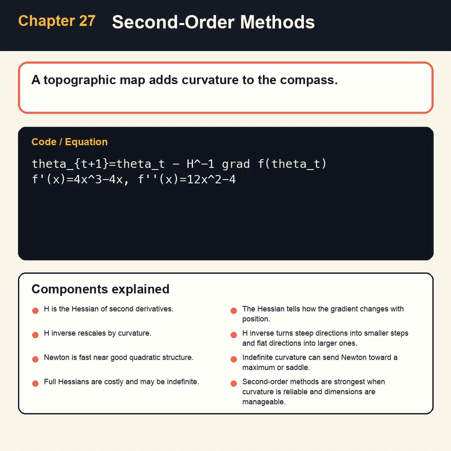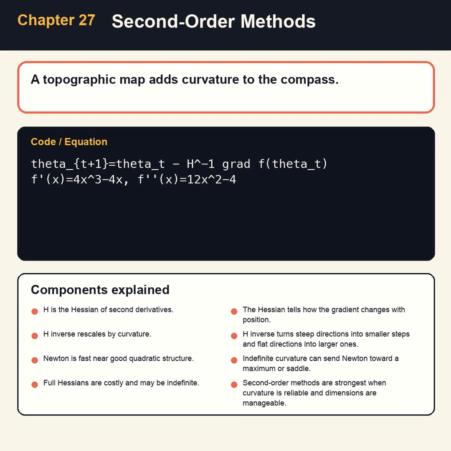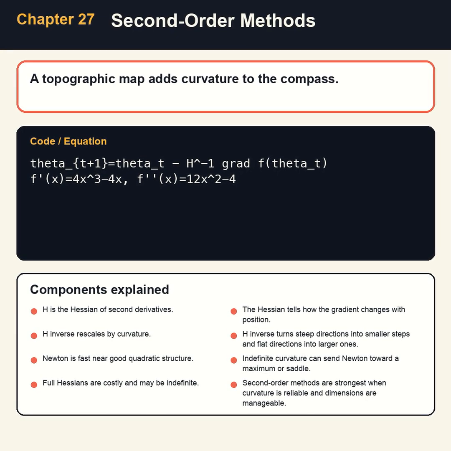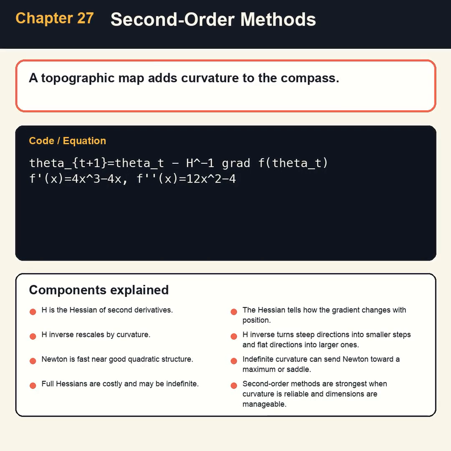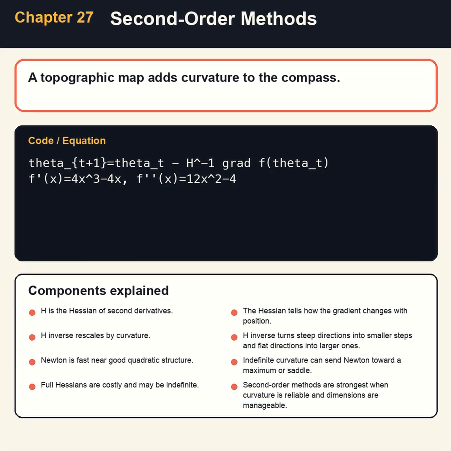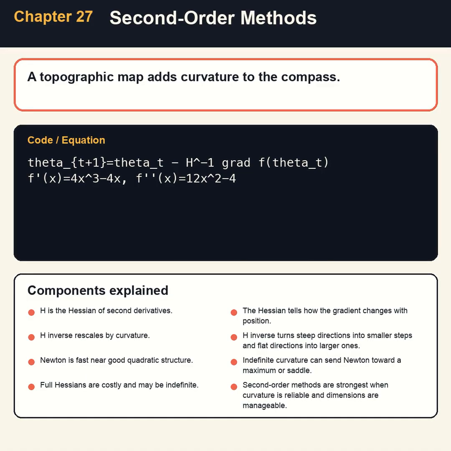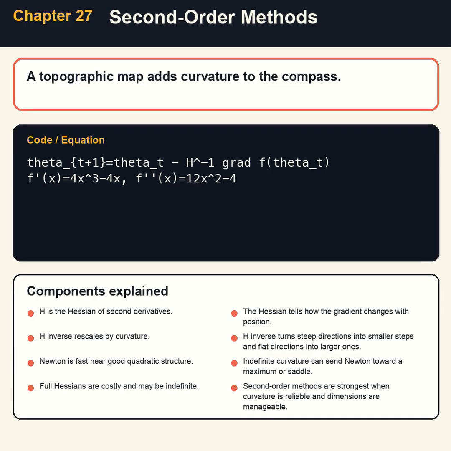Second-order methods. Real-world analogy: use a topographic map instead of only a compass, because curvature changes what a wise step should be. Newton's method rescales the gradient by the inverse Hessian. It can converge quickly, but storing and inverting Hessians is expensive and curvature may point the wrong way. Second-order optimization asks for more intelligence per step.